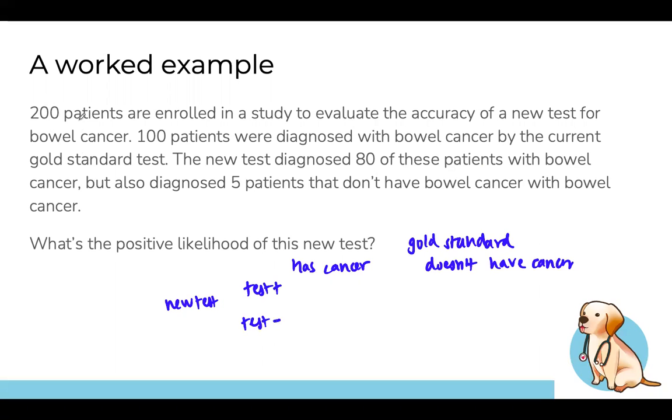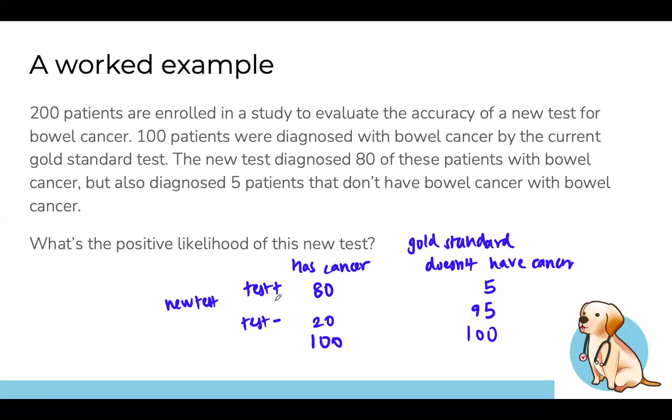So you look at this: 200 patients are enrolled in the study. We don't really need to use that information. 100 patients are diagnosed with bowel cancer by the current gold standard test, so everyone under this column would be 100. The new test diagnosed 80 of these patients with bowel cancer, so you can put 80 here, but it also diagnosed 5 patients that don't have bowel cancer with bowel cancer. They don't actually have cancer, but they've been diagnosed by the test as having cancer. So we pop it here. We can pretty much fill in the rest of the boxes. If 100 people have cancer, then 100 people don't have cancer, because it adds up to 200. And the people that were detected negative by the test that don't actually have cancer is 95.